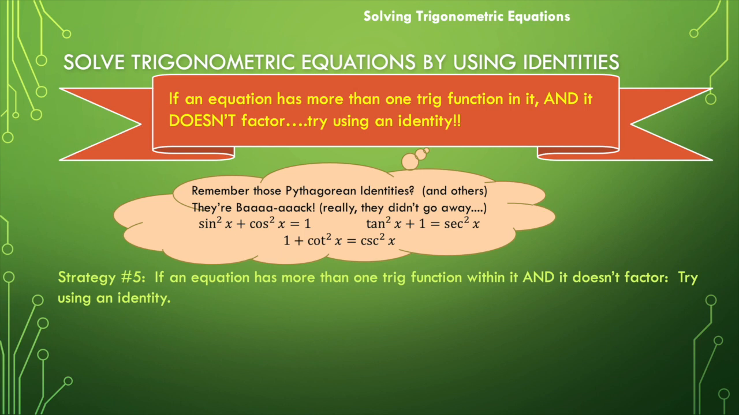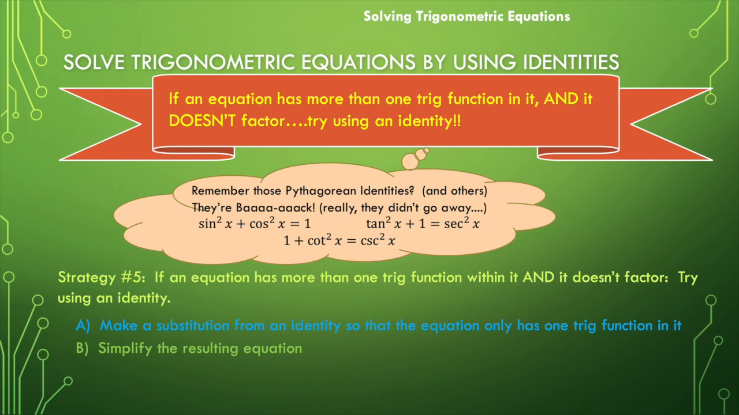Keep this in mind: if an equation has more than one trig function and it doesn't factor, try using an identity. So here are our steps. First, we're going to make a substitution from an identity so that the equation has only one trig function in it. Second, we'll simplify the resulting equation. And third, we'll use the previous strategies that we've talked about to isolate the trig function, and then finally, we will solve for the variable. Let's give this a shot.